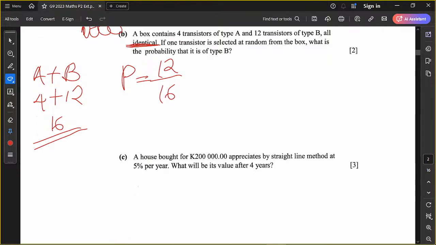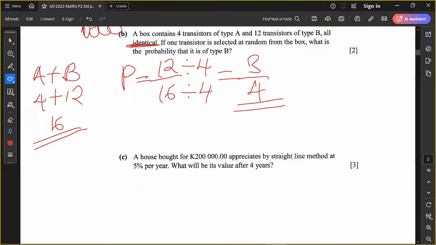What we need to do is reduce it to the lowest terms. Which number can go into 12 and 16 without leaving a remainder? That is 4. So we divide both numbers by 4. Then we say equal to: 12 divided by 4 will give us 3, and 16 divided by 4 will give us 4.